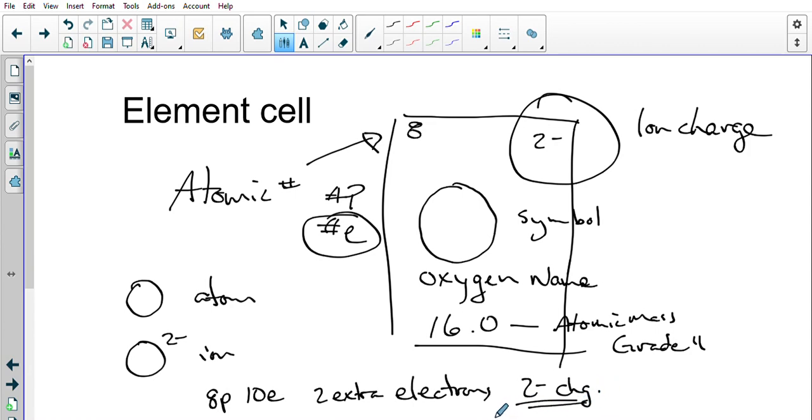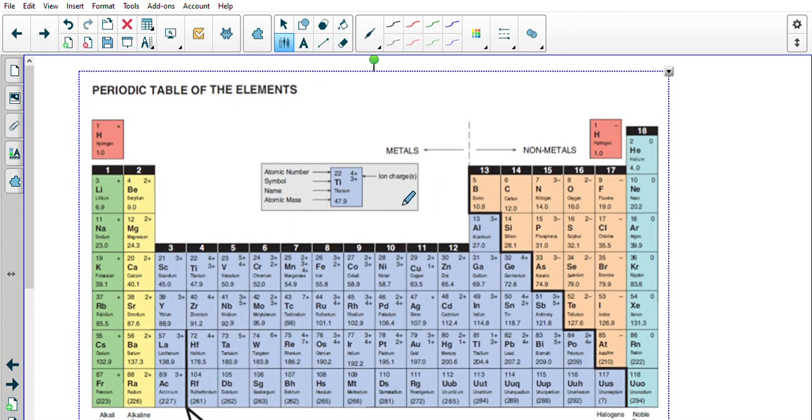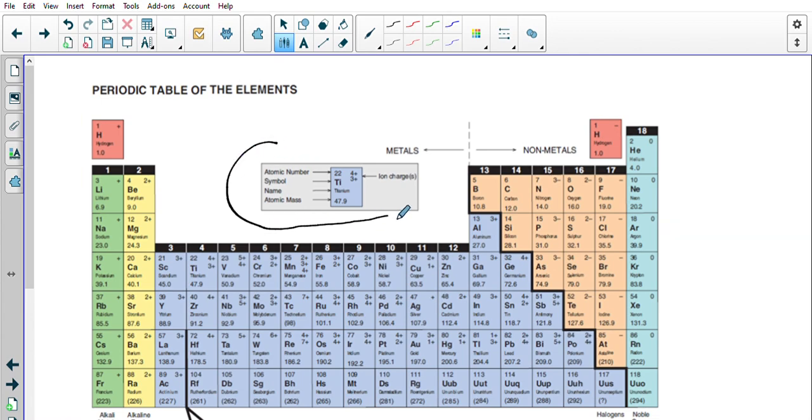Okay. We're not spending a whole lot of time on this, but just to recognize each one of these cells represents the information for that atom and so on. And again, here we have the key that describes what the information is within here: atomic number, the symbol, the name, atomic mass, and the ion charges.